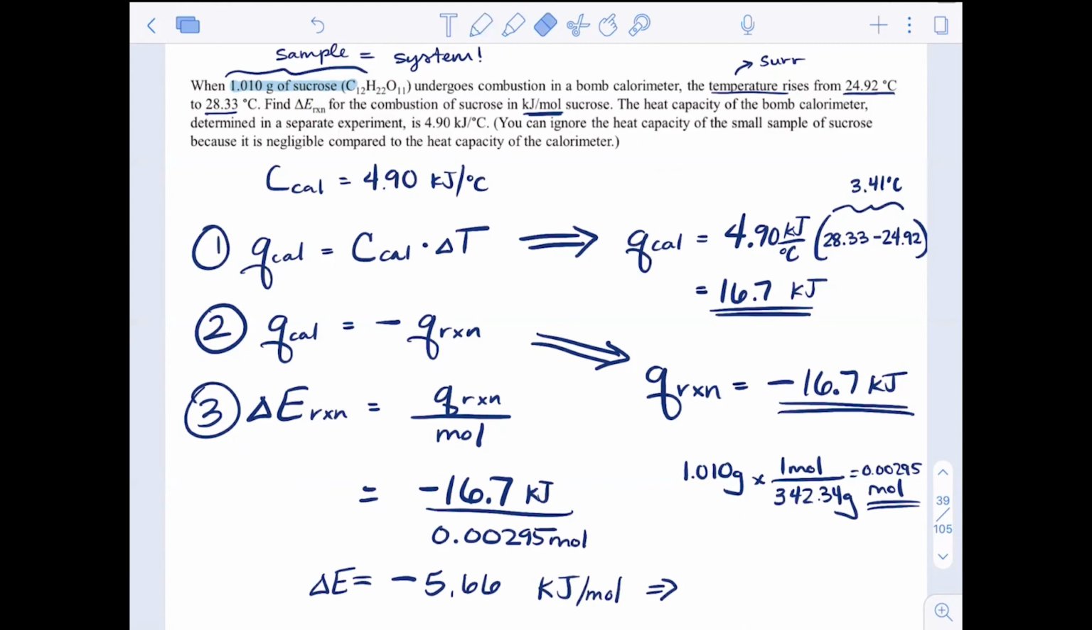You can change that to a 0 and say 5,660, because that final 0 without a decimal place means that it is negligible, doesn't count towards sig figs, or you can change this to scientific notation, which I tend to want to do just because seeing that 0 kind of gives me the heebie-jeebies. Negative, exothermic, 5.66 times 10 to the 3 kilojoules per mole.